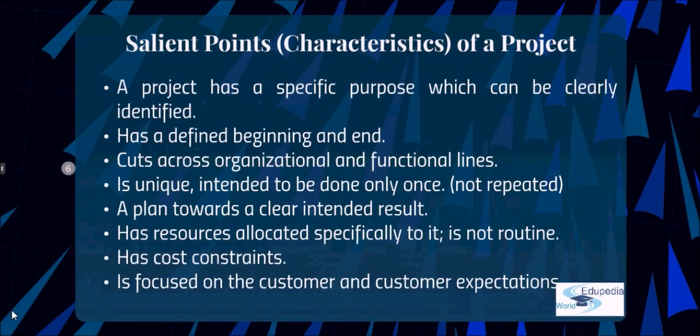But what is that which differentiates it from usual business? Or in other words, what are the salient points or characteristics of a project? Well, first, a project has a specific purpose which can be clearly identified. It is time bound, it has a defined beginning and end. Further, it cuts across organizational functions, and various functions, various departments come together to pursue a project. It is unique and it is intended to be done only once. It's not repetitive in nature.